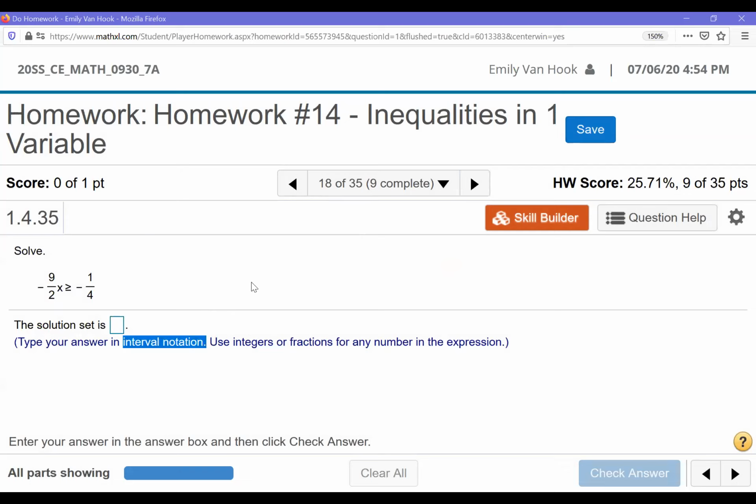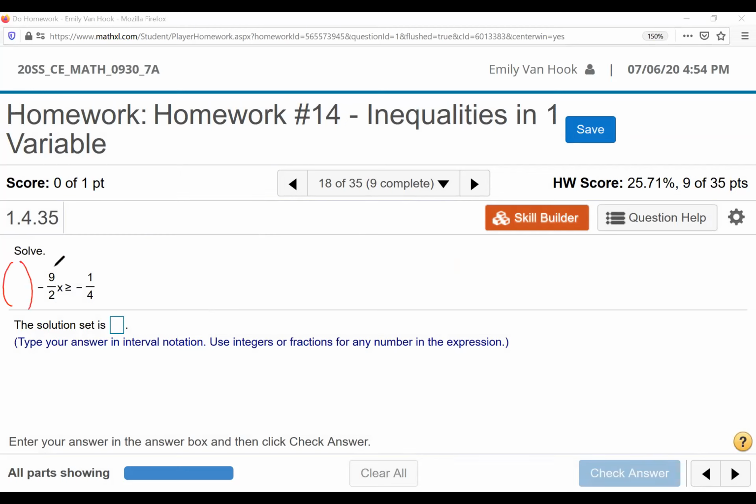Okay, so this is negative 9 over 2x is greater than or equal to negative 1/4. Okay, so just like last time, we can multiply by the reciprocal of whatever fraction is next to the x. In this case, it's negative 9 over 2. So the reciprocal of that would be negative 2 over 9. Negative times negative will become positive. 2 over 9 times 9 over 2 cancels out to 1. So I'm left with just 1x on the left side. Okay, we're multiplying by a negative. So this is another case where we get to flip the direction of our inequality. So instead of greater than or equal to, now it's less than or equal to.